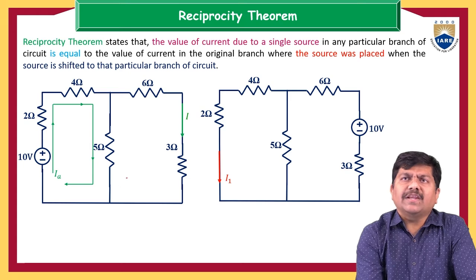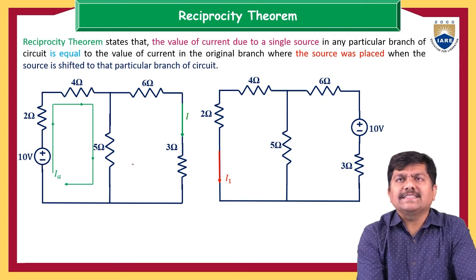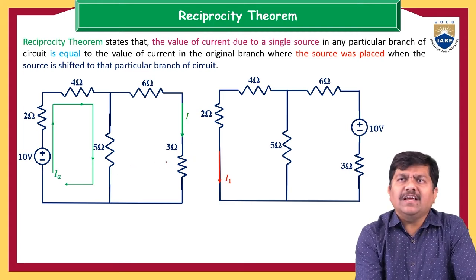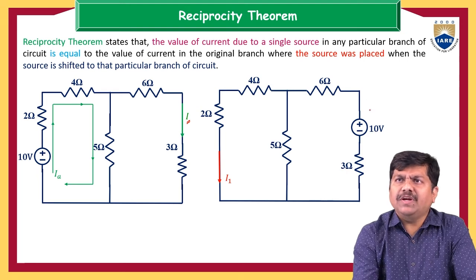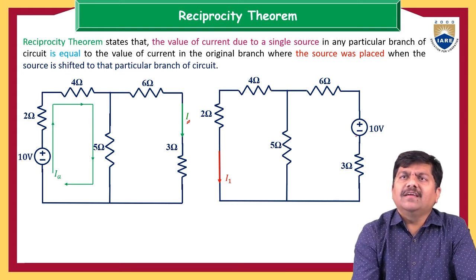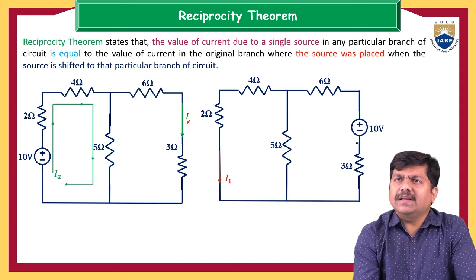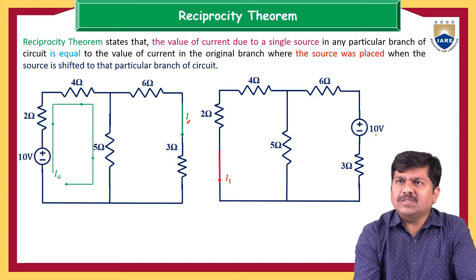Now, the circuit we have taken is 10 volts, 2 ohm resistor, 4 ohm resistor, 5 ohm resistor, 6 ohm and 3 ohm. First, let me calculate this current I in the first circuit. And again, once this 10 volts source is shifted to the response point, the point at which we have calculated the response, that is nothing but the input or cause, then at the cause point, that is at the input terminal, let me calculate the current I1.